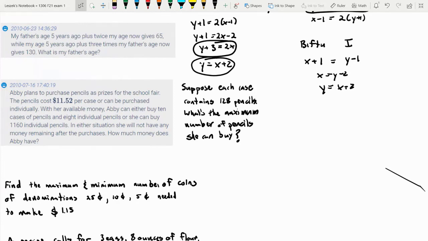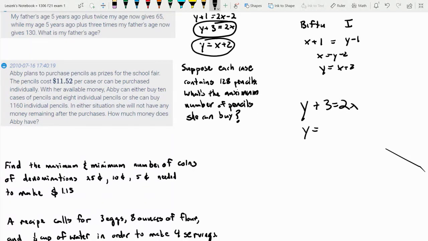Probably in the first equation, we can replace y. We see that y is really x plus 2, so we can substitute.